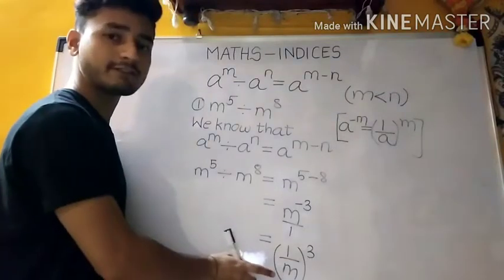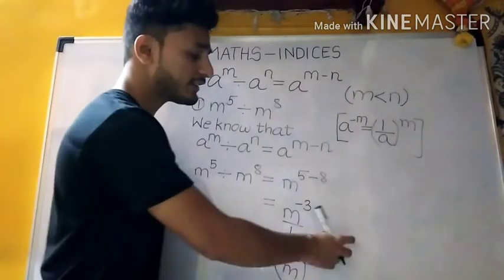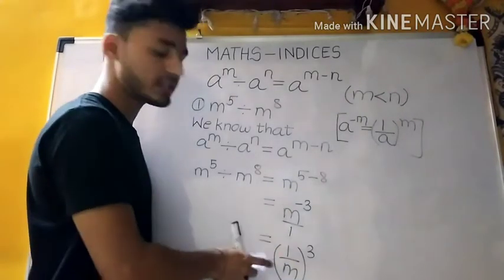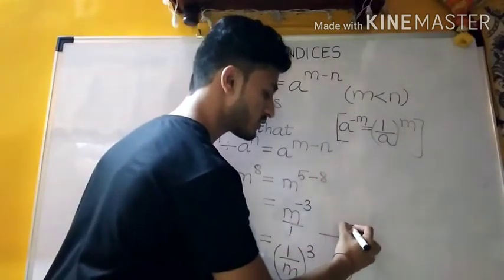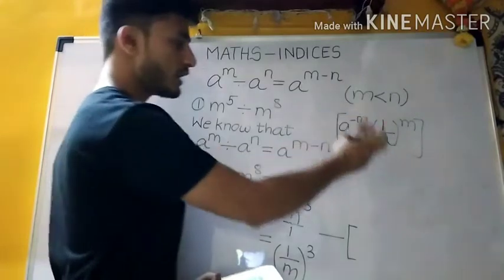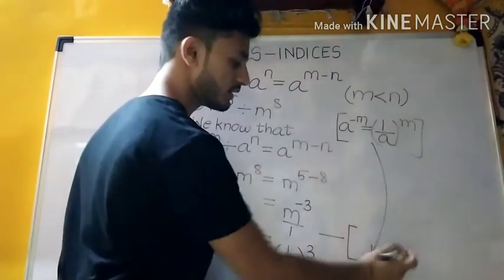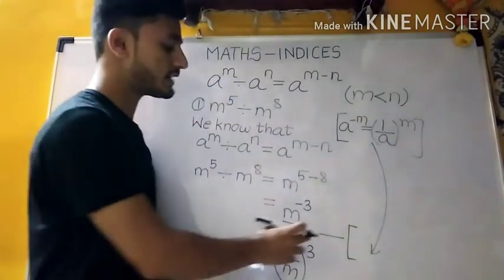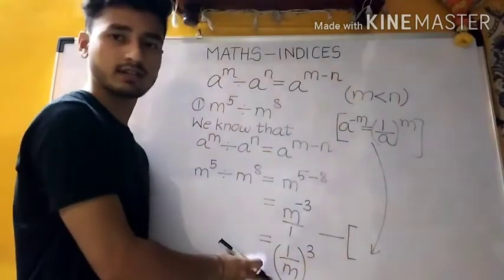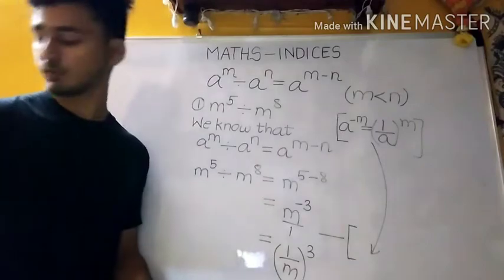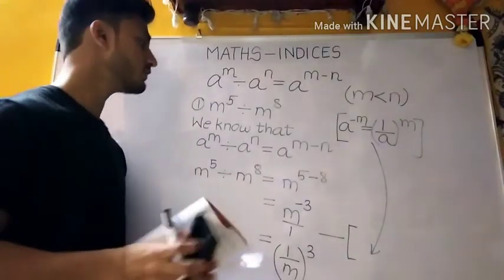Now we have to mention the formula because we are using a new law here, so we will mention which formula we have used. So rather than writing it here, use this formula here, so that the teacher will understand which law of indices you have used to get this answer. We will solve one more example so that it will be clear for you.